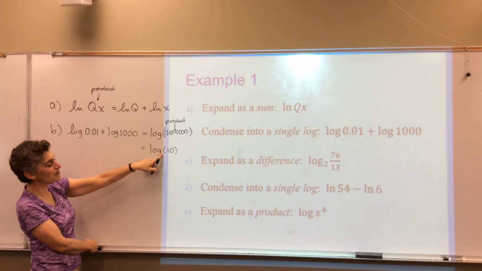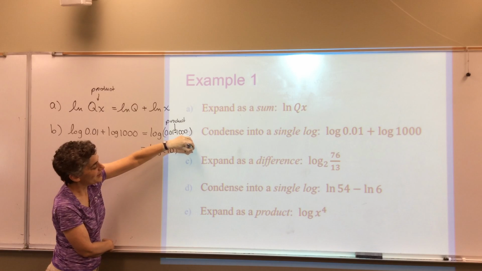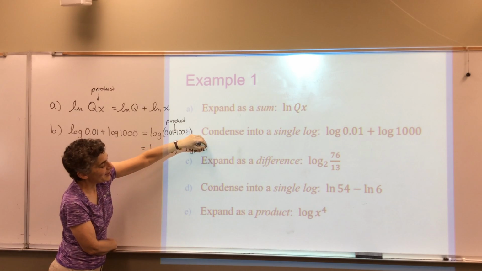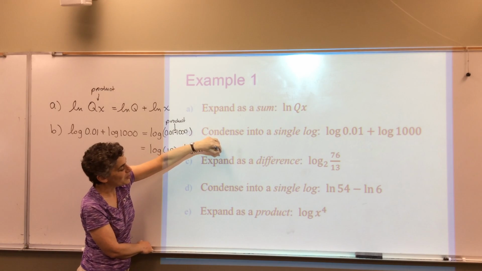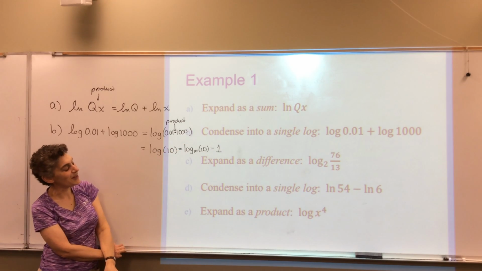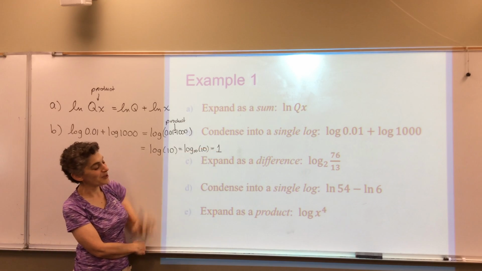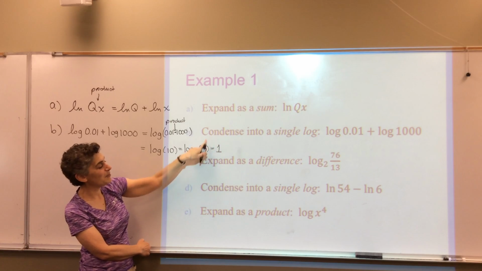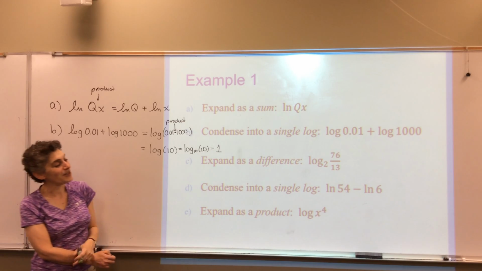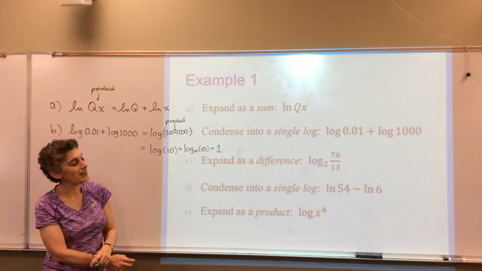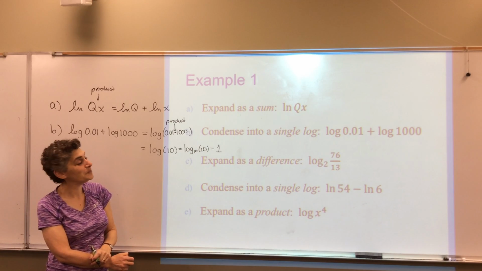And remember, log without a base means base 10. So this is log base 10 of 10, which is asking us, 10 to what power equals 10? And as we've seen in some of our special logarithm rules, log base b of any number that's the same number, b, is always equal to 1. 10 to the 1 makes 10. So this is actually equal to 1. You could also check that on your calculator using your LOG button, add those two logarithms together and see if you get the answer 1.